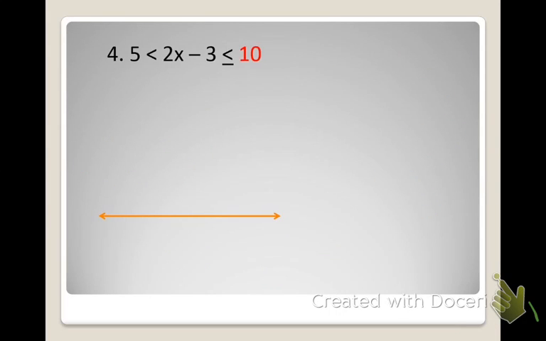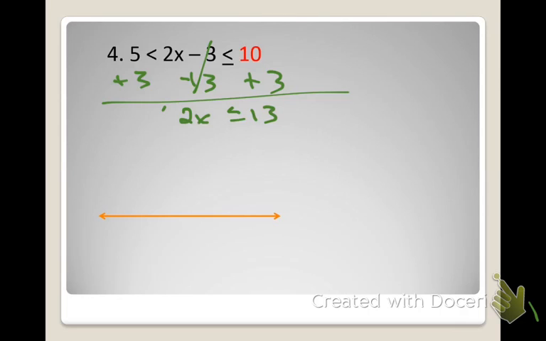So the first thing we've got to do is isolate that x, so add the 3 away. Right? That gets you your 0 there. You get 2x less than or equal to 13, and 2x is greater than 8. Right? And then to isolate the x, you've got to divide by 2. So that means you've got to divide everything by 2.